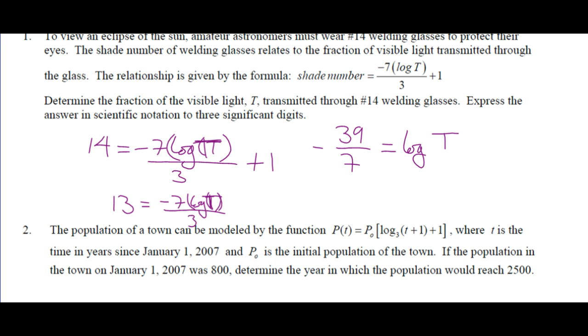What's t? 10 to the -39 over 7. I'll just use the value I have written here: 2.68 times 10 to the negative 6. So that's like a half millionth or something, 0.000002. So not much light's getting through, which is what you want if you're looking at the sun. You don't want much light getting through.